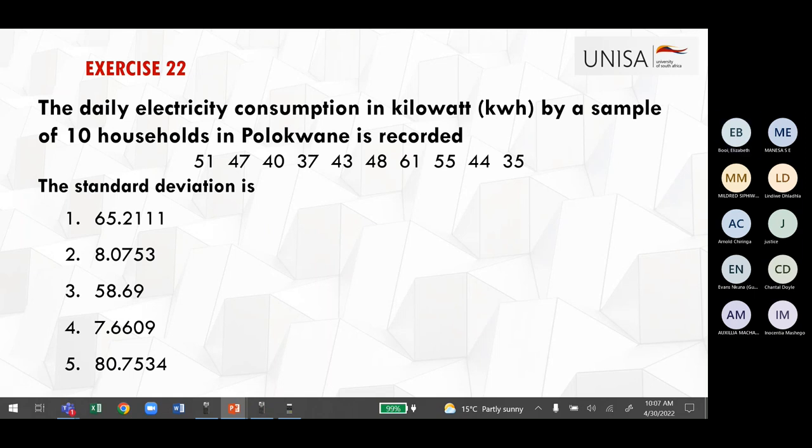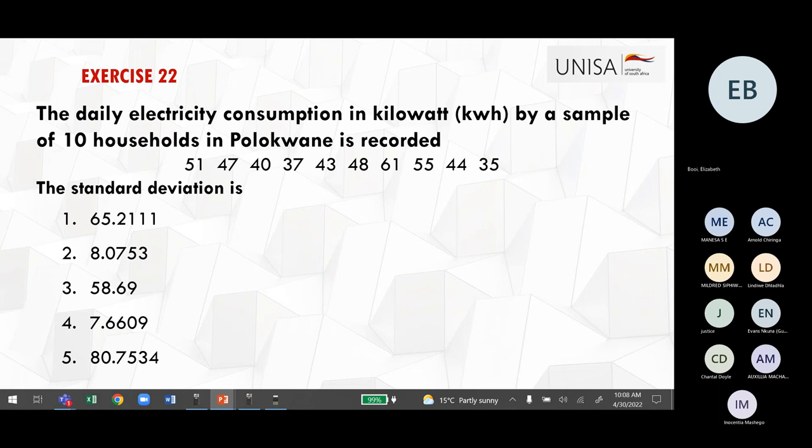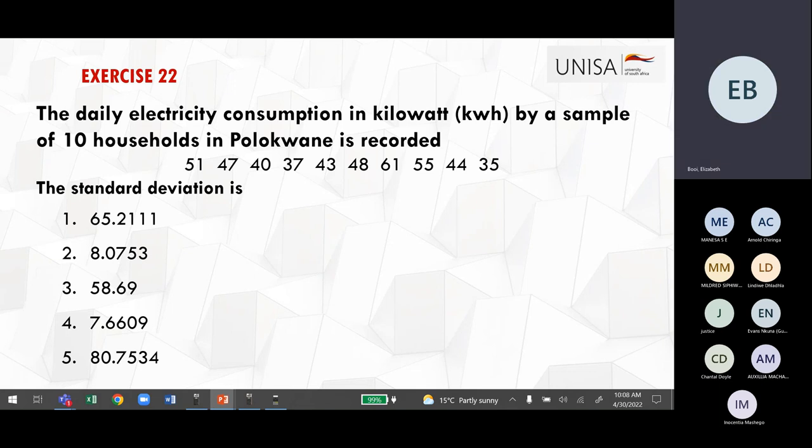Calculate the standard deviation. We still have two more questions. The daily electricity consumption in kilowatts by a sample of 10 households in Polokwane is recorded as follows. You just need to find the standard deviation. Do you have an answer, or should I wait a little bit? You can wait a little bit while others are still calculating. Okay.